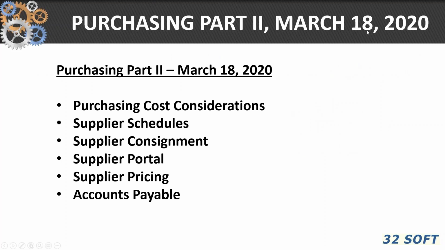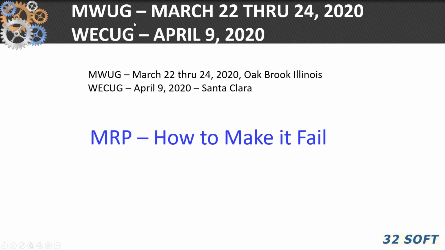In March on the 18th, we'll continue with a second part of purchasing. I didn't quite finish up what I wanted to talk about in January on purchasing, so we're going to talk about some cost issues. We'll look at supplier schedules, consignment. We'll take a quick look at the portal. We'll talk about supplier pricing and accounts payable. And then in March and April, we'll be attending MUG and the West Coast User Group. MUG's in Oak Brook, Illinois, and West Coast is in Santa Clara, and I'll be doing a little blurb on MRP, how to make it fail.